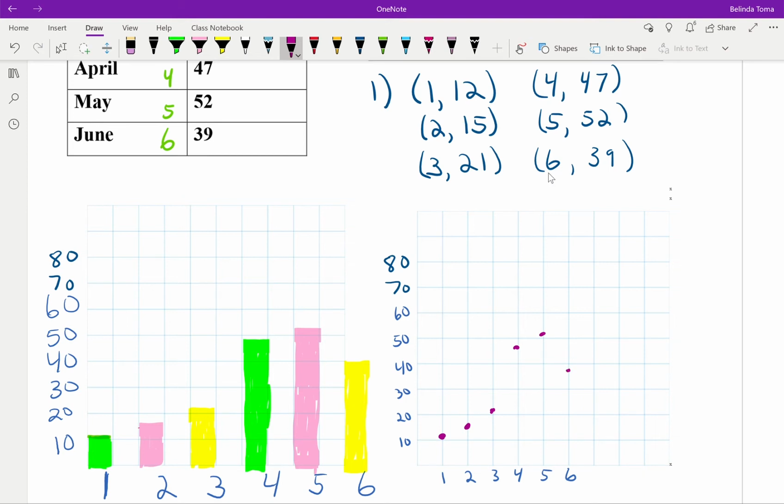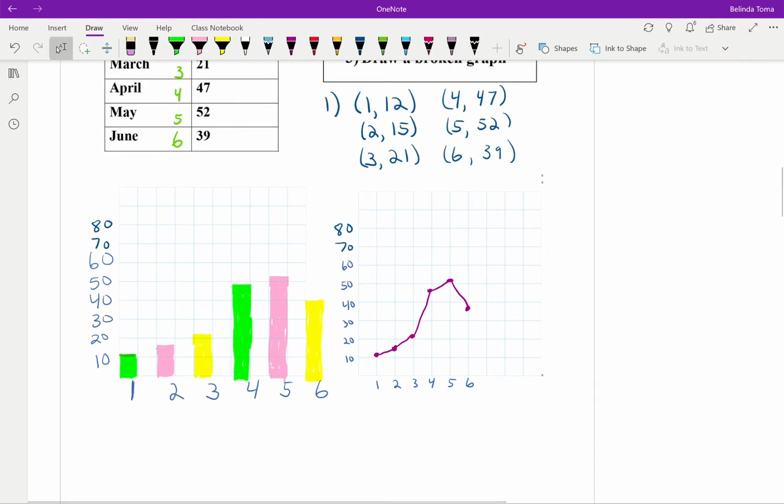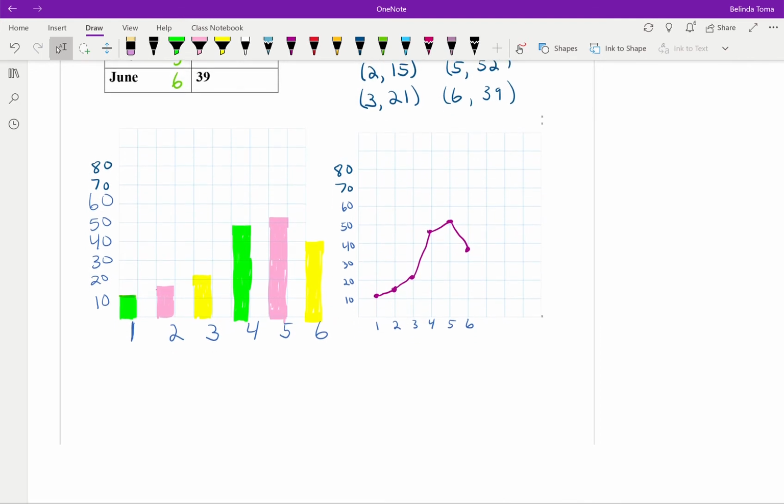Then with a broken graph, what I do is I just connect those pieces. Now again, you could get out a ruler for this, but I'm just connecting those pieces to make the broken graph. Okay, so that is exactly what we're doing for section 8.6.